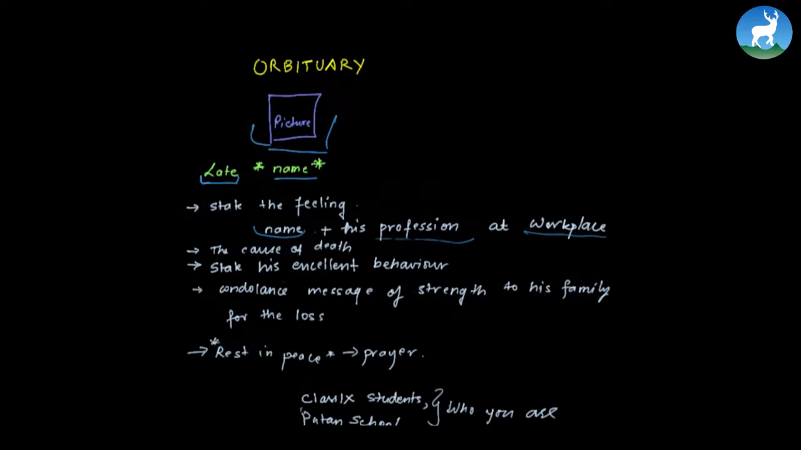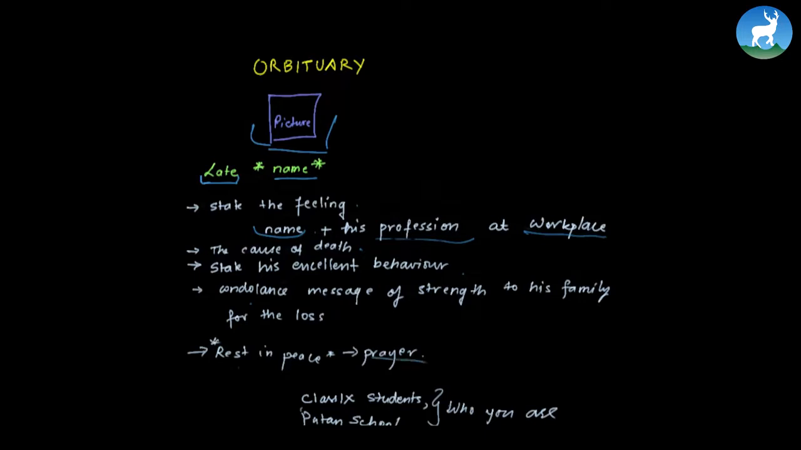Like, we are deeply saddened to learn about the sudden demise of Ram Khatri, an English teacher at Patan High School. Late Khatri was suffering from a heart attack, had a heart attack. So you can maybe state the cause of the death of a person. Then state his excellent behavior, how he was very thoughtful, he was very kind, he was very helpful. And then you just elaborate a little bit more about it.